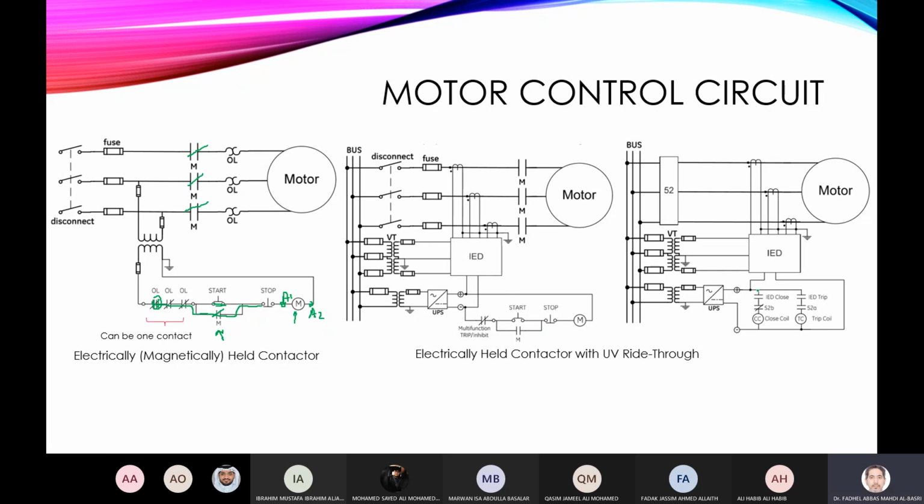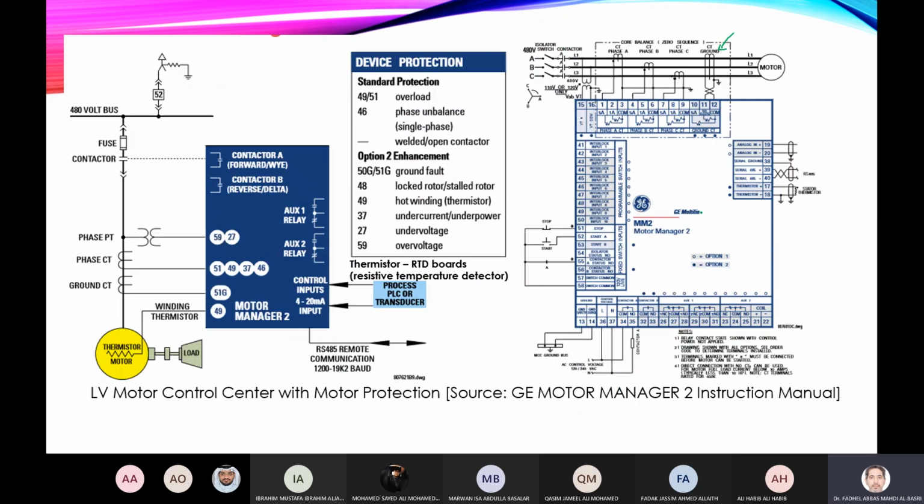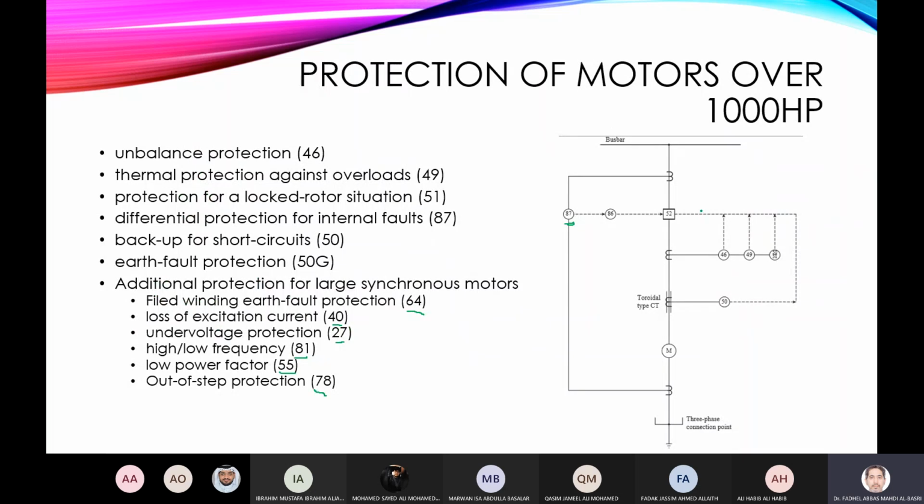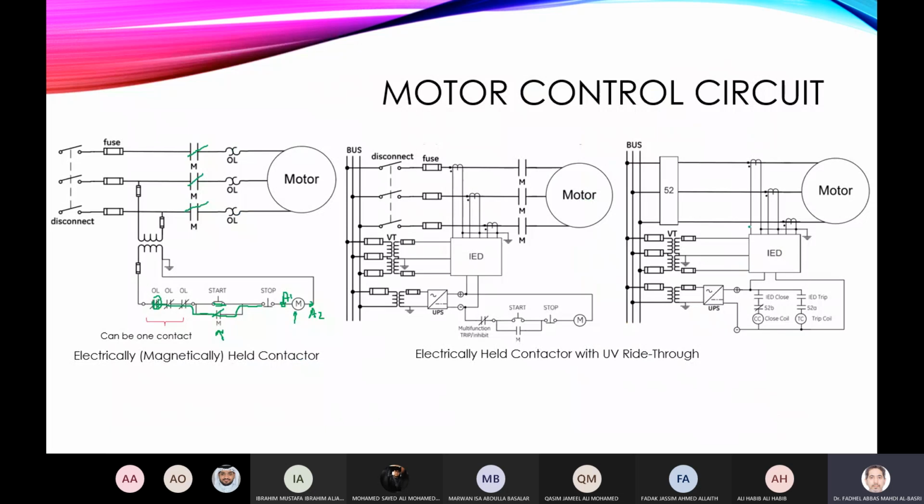And also the same principles here, I can control the closing and opening of the circuit breaker instead of a contactor. If you use high voltage motors above, let's say, 1000 HP, I would use a circuit breaker, as shown here. And now I can close and open the circuit breaker through the relay.